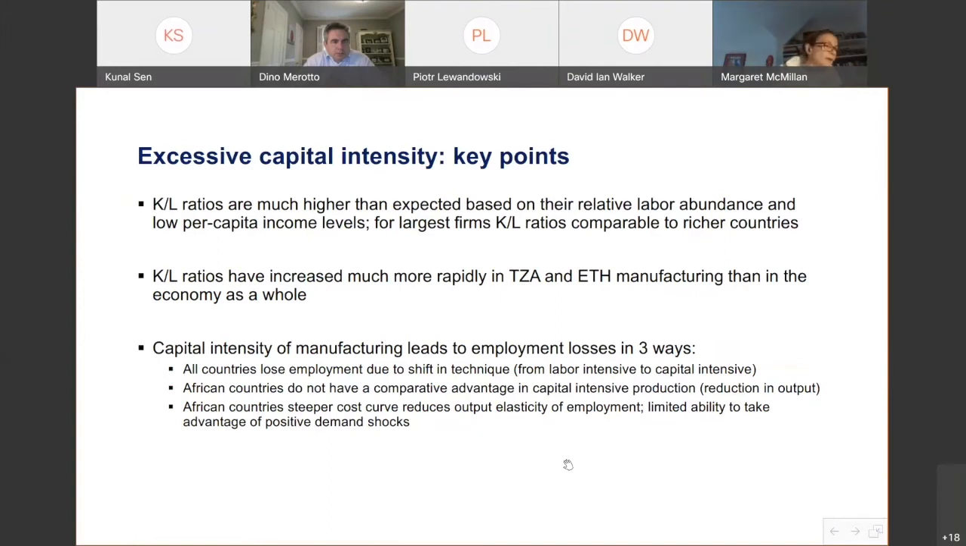And this capital intensity leads to employment losses along 3 dimensions. So all countries have to shift their techniques. This is happening not just in Africa, but in other countries. African countries that are still very low skill labor abundant lose out on employment due to loss in comparative advantage. And African countries' steeper cost curve reduces their output elasticity of employment to positive demand shocks, for example.